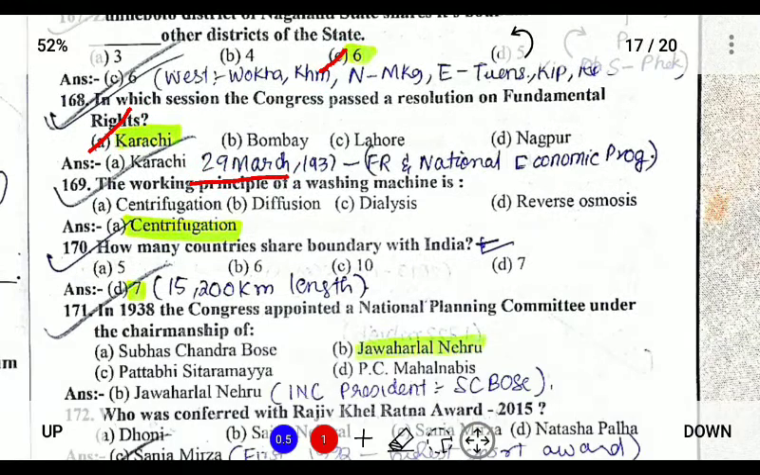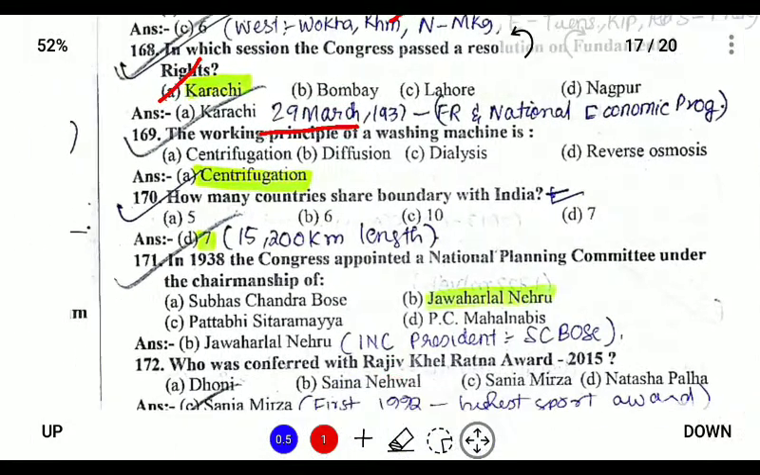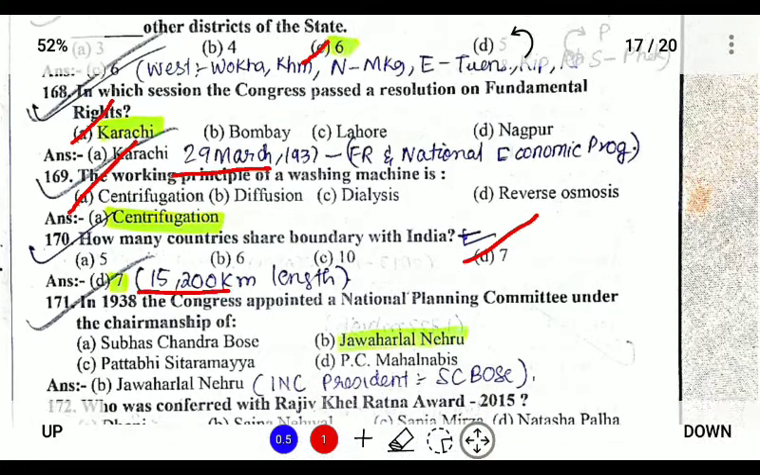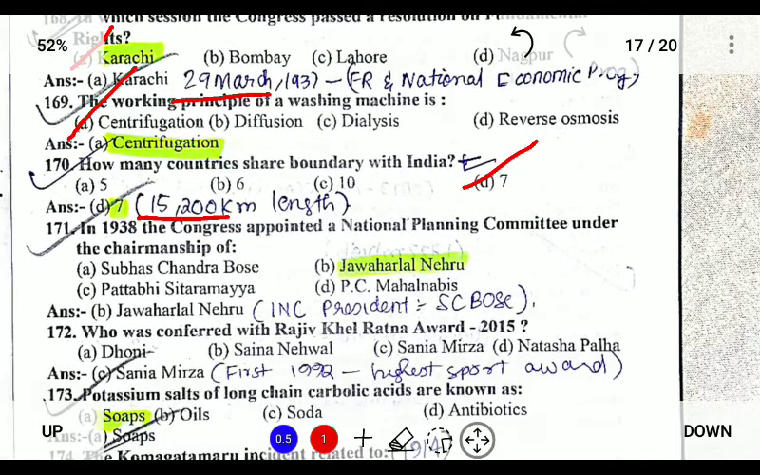The working principle of a washing machine is centrifugation, that is rotational force. With how many countries does India share a boundary? Seven countries, and India has a total boundary length of 15,200 kilometers. In 1938, the Congress appointed the National Planning Committee under the chairmanship of Jawaharlal Nehru.